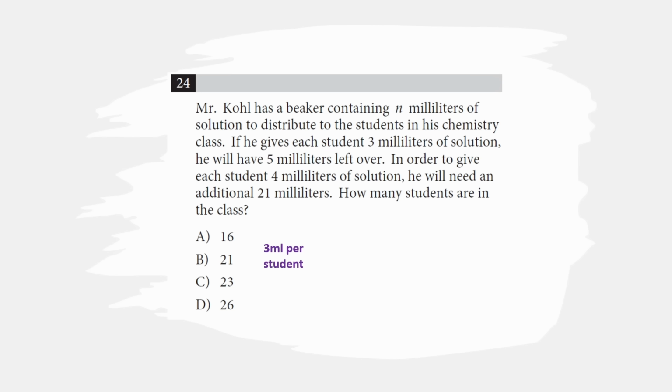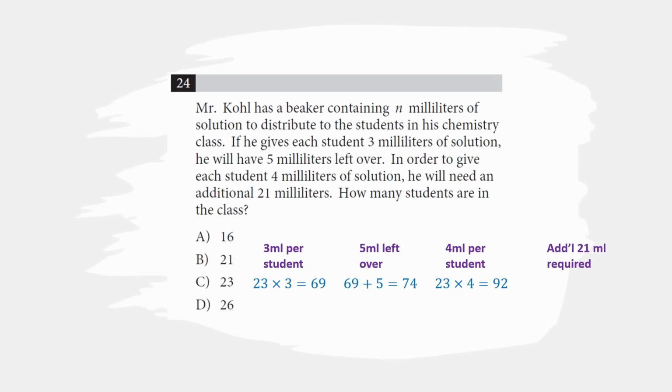So when we give 3 milliliters to those 23 students, we need 69 milliliters of solution. But there will be 5 milliliters left over, so let's add 5 to 69 to get 74. Now we give 4 milliliters to each student, so 92 milliliters is needed, but in order to do that, the problem says an additional 21 milliliters is required, so add 21 to 74 to get 95. But that will be too much. We need 92 milliliters, right? So cross out C.